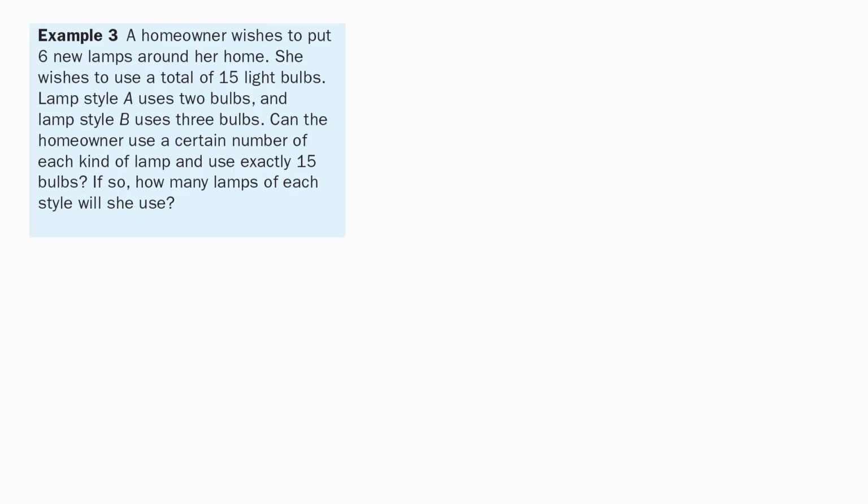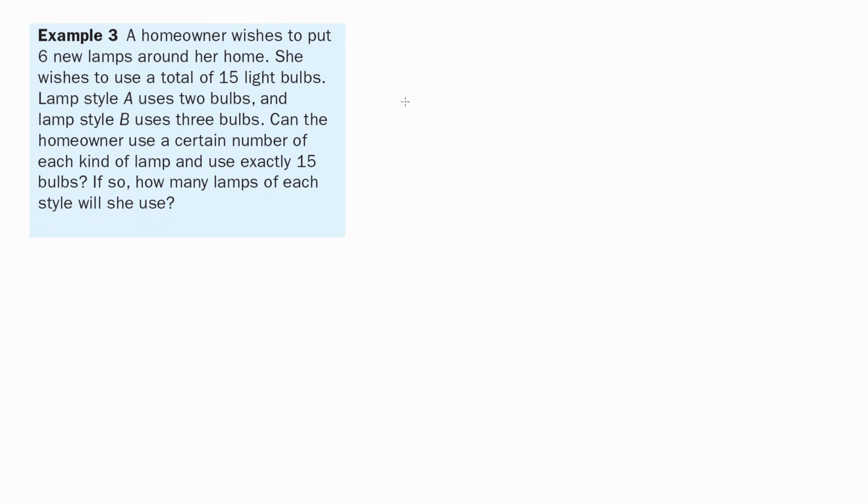Next up is a systems problem where we're looking for integer answers to it, in that we're talking about light bulbs and lamps. And we're not going to have half a lamp. We either have one or we don't. So let's take a look. Homeowner wishes to put 6 new lamps around her home. She wishes to use a total of 15 light bulbs. Lamp style A uses 2 bulbs. Lamp style B uses 3 bulbs. Can the homeowner use a certain number of each kind of lamp and use exactly 15 bulbs? If so, how many lamps of each style will she use?